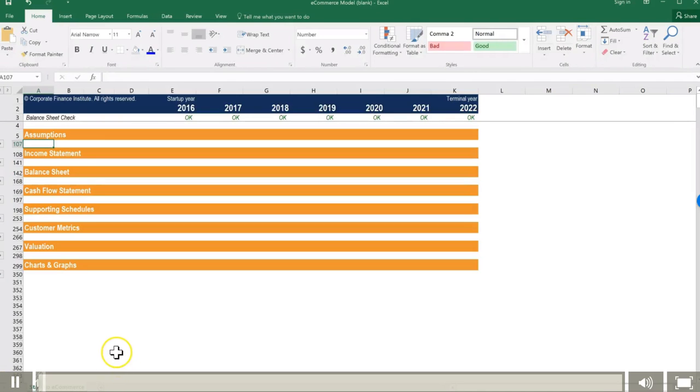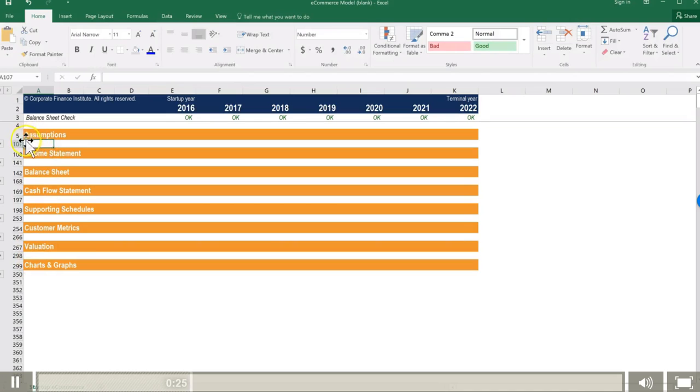Before we get started building our model, let's take a look at the final product to see what we're going to design here. I've organized the model into several groups. These groups are laid out as assumptions, an income statement, a balance sheet, a cash flow statement, supporting schedules, customer metrics, the DCF valuation, and charts and graphs.